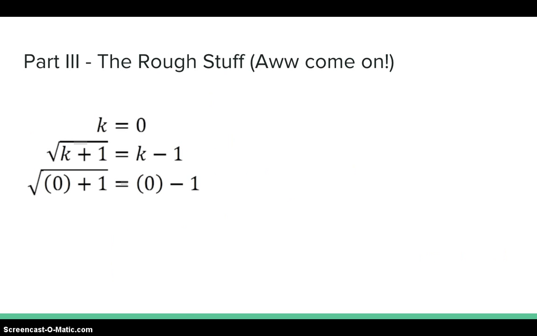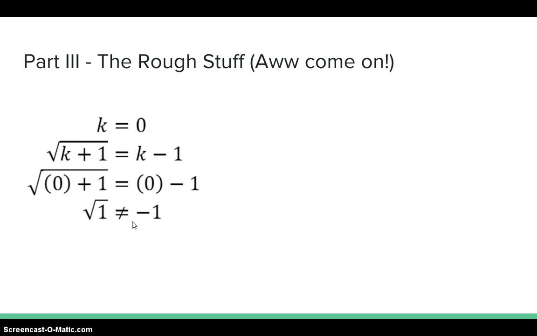If I take my first one, k equals 0, and I plug in 0 for k, I have the original equation here. I replace all the k's with 0. Once I simplify this, what I end up with is the square root of 1 equals negative 1. But it doesn't. The square root of 1 is 1, not negative 1. And so one of the quote-unquote solutions that I found with my factoring doesn't work. The same thing would happen if I use the quadratic formula. One of my solutions doesn't work.